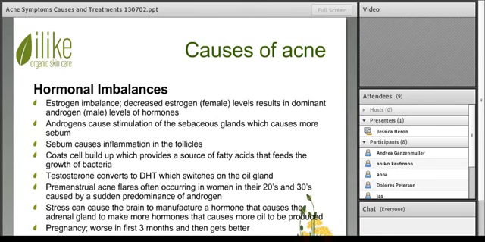Also, pregnancy. Pregnancy may be a cause, but it's usually worse in the first 3 months, and then it gets better. This is the usual course. It may flare up again after childbirth or after breastfeeding is discontinued. Theoretically, this is due to obvious hormonal changes, but stress levels may be partially responsible as well. So that could be another common factor.